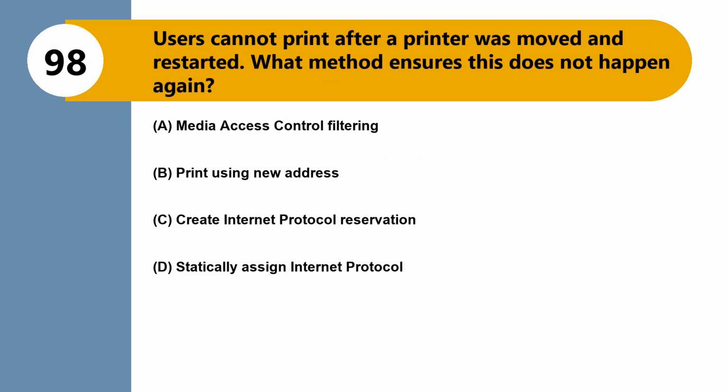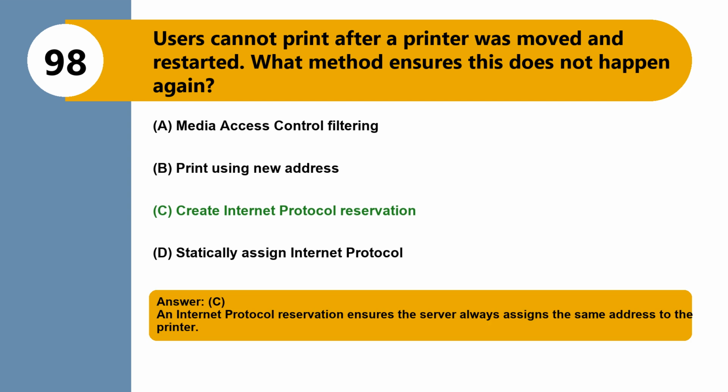Question 98. Users cannot print after a printer was moved and restarted. What method ensures this does not happen again? Option A, immediate access control filtering. Option B, print using new address. Option C, create Internet Protocol reservation. Option D, statically assign Internet Protocol. The correct answer is option C, create Internet Protocol reservation. An Internet Protocol reservation ensures the server always assigns the same address to the printer.